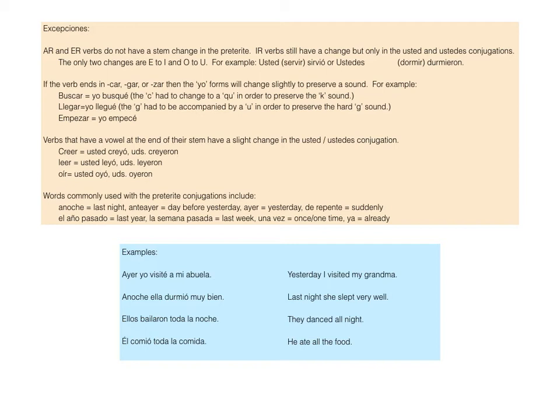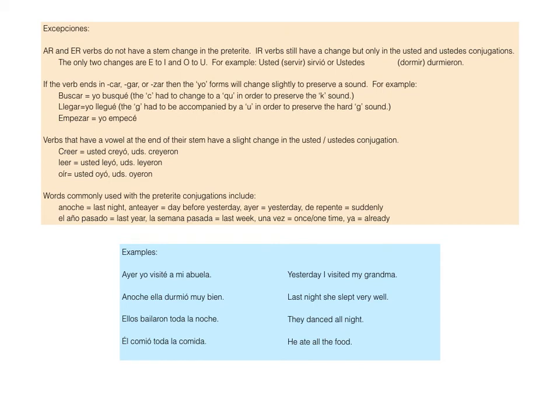Verbs that have a vowel at the end of their stem might have a slight change in the usted or ustedes conjugation. So creer, its stem ends in an E. Leer, its stem ends in an E. And oír, its stem would just be an O. In these cases, oftentimes a Y will be added. So we have usted creyó, ustedes creyeron, usted leyó, ustedes leyeron, usted oyó, ustedes oyeron. Okay, so the I being replaced by a Y there.